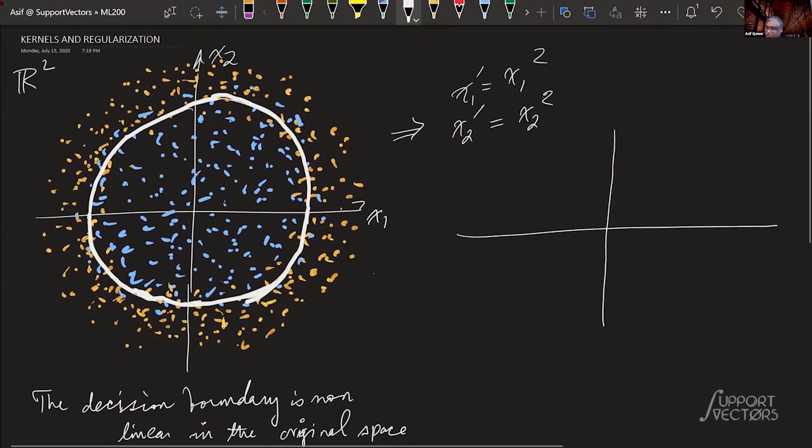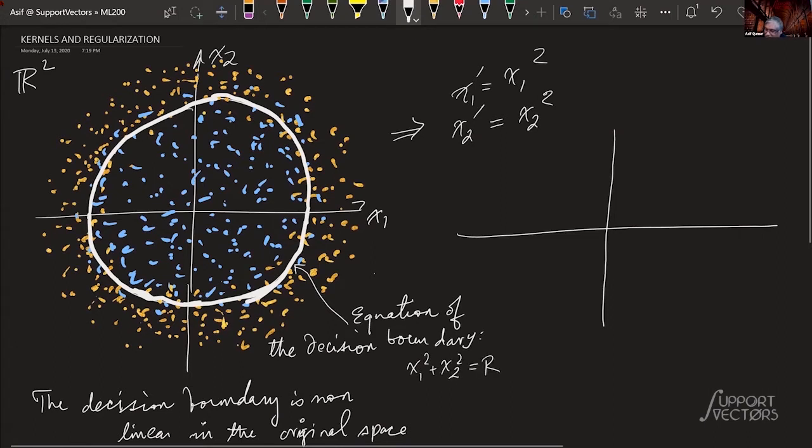So you realize what is the equation of a circle, guys? The equation of a circle is x1 square plus x2 square equal to, yes, radius square. If you write the decision boundary as an equation, it would follow this constraint: x1 square plus x2 square is equal to some value, r squared, the radius squared.